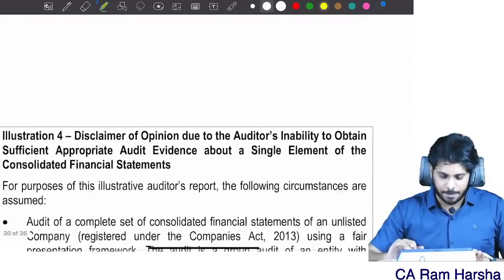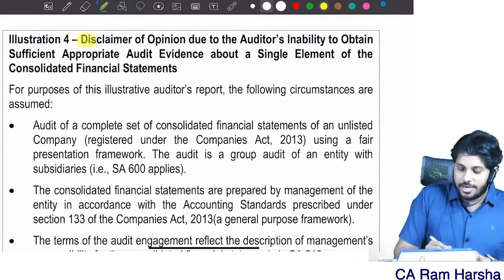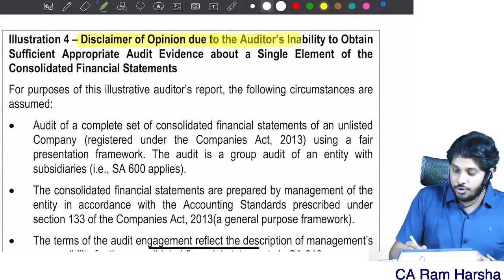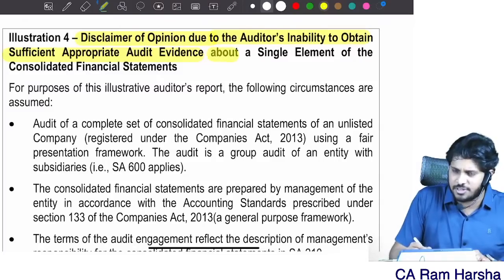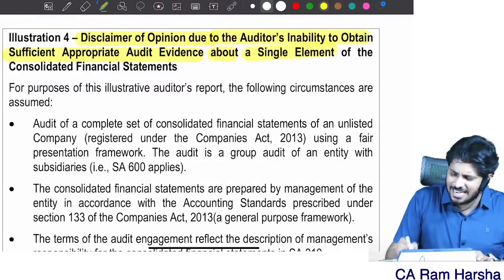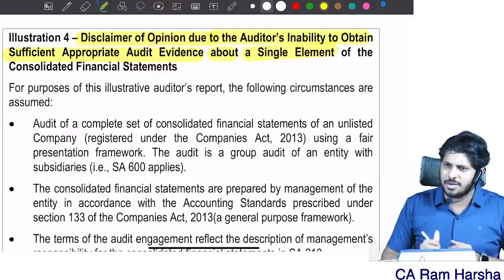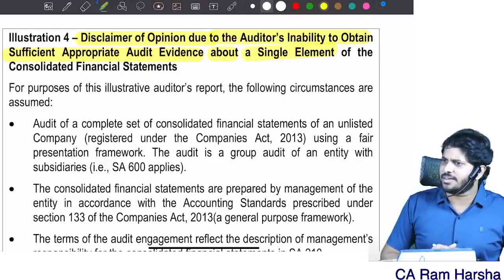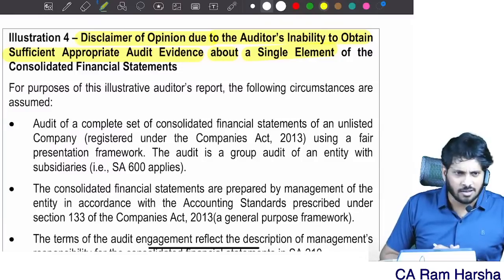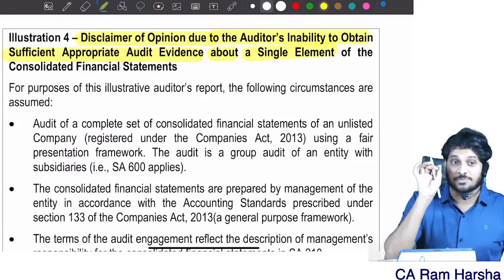Illustration 4. Suppose here the auditor is giving what opinion? Disclaimer. Due to inability to obtain sufficient appropriate evidence about a single element. Why will we give a disclaimer about a single element? If it is a single element, why will we give a disclaimer? We won't give, right? That could be a substantial portion.